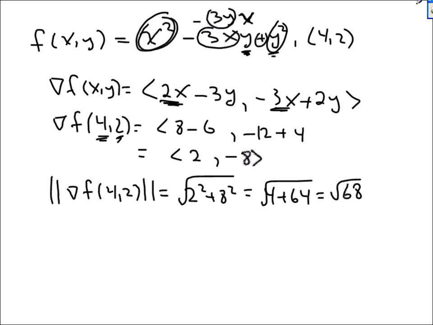But 68 happens to be 4 times 17. And the reason I pick 4 times 17 is because I know the square root of 4, and it's the largest number that goes into 68 I know the square root of. I have no idea what the square root of 17 is, nor can I break it down. So there is the answer. 2 times the square root of 17. That is the maximum value of the directional derivative at the indicated point.